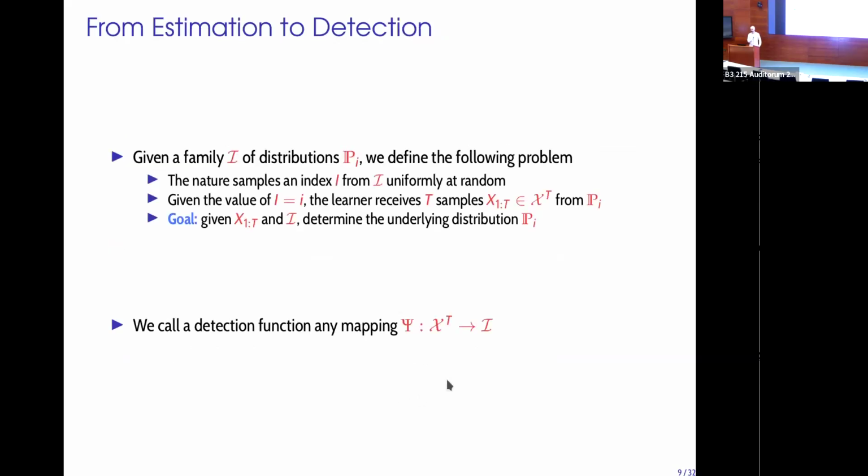Okay, so what's the recipe that we are going to follow? We basically define a family of distributions pi, and we also decide how many of these distributions we have. Every time I have an algorithm, we select an index I from this family uniformly at random. Once I have selected this index, I will give you a number of samples, capital T samples, from this specific distribution. And the job of the detector is, given these samples and given the knowledge of the entire family of distributions, to understand from which distribution the samples were generated.